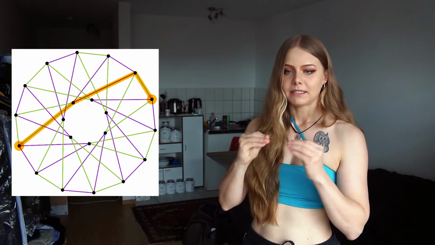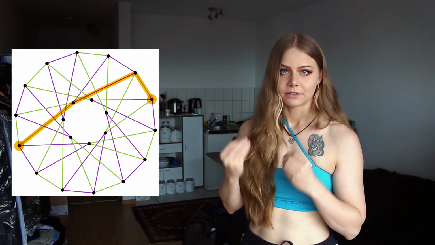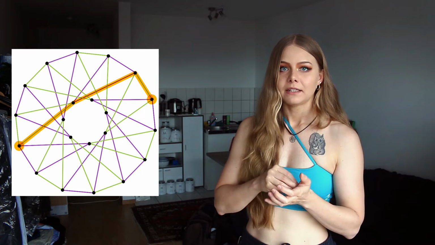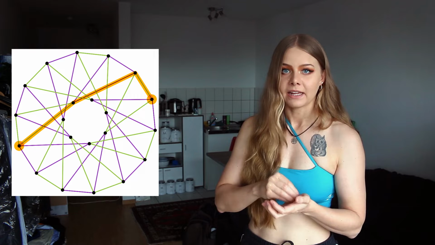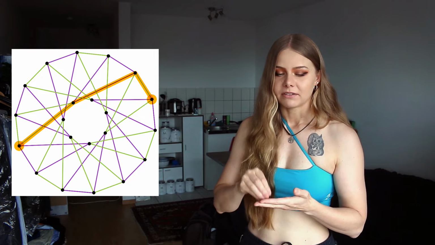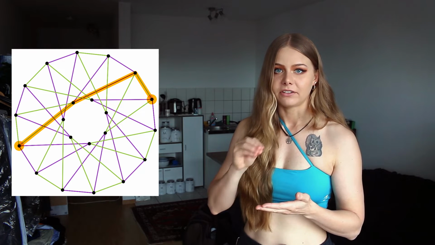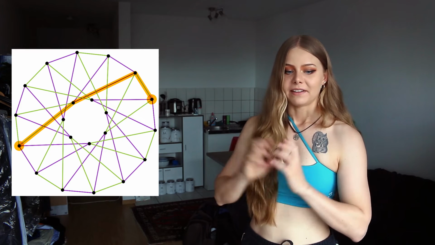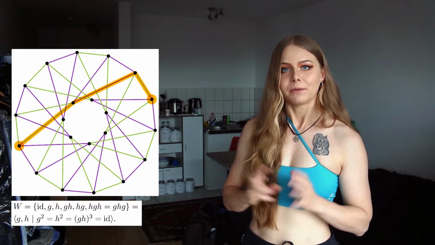So the maximal length of a minimal gallery is 3, and we see that if we say that green is our generator G and purple is our generator H, then we have GHG equals HGH. So we actually arrive at the same Coxeter group, D3, that we already looked at.